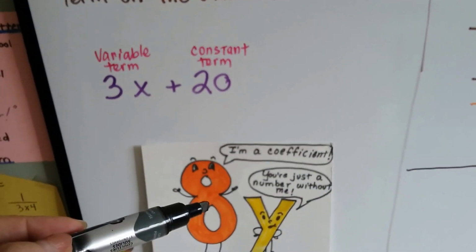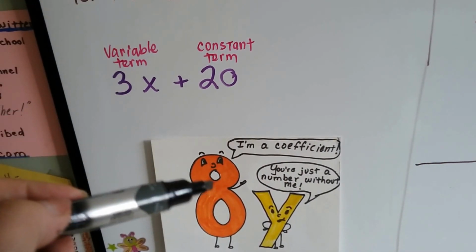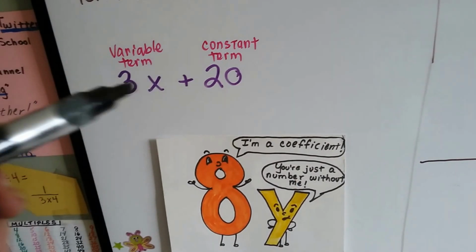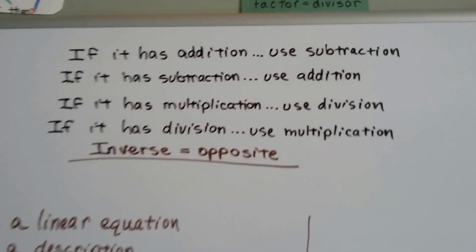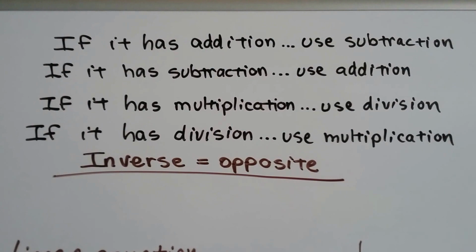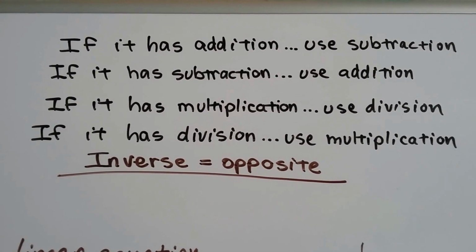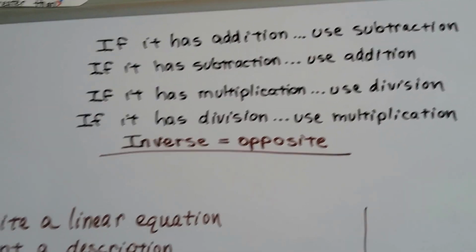And do you remember what a coefficient is? It's the number in front of the variable. So this 3 and that 8 are coefficients to the x or to the y. That means we're going to multiply by whatever that variable is. The inverse operations are, if it has addition, we use subtraction, and if it has subtraction, we use addition. If it has multiplication, we use division, and if it has division, we use multiplication. Inverse is opposite.